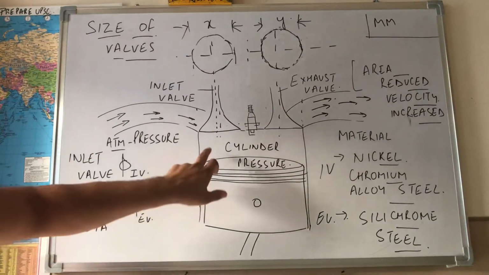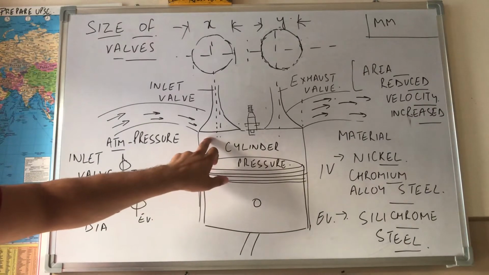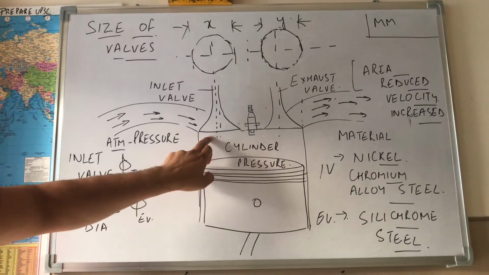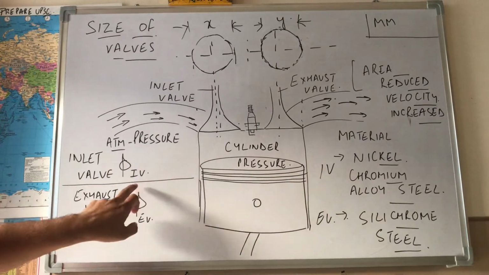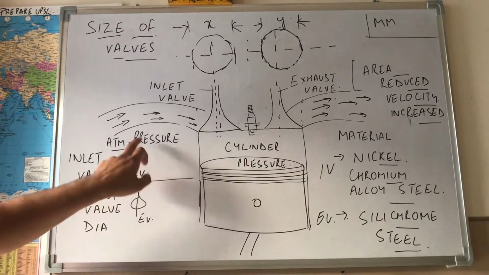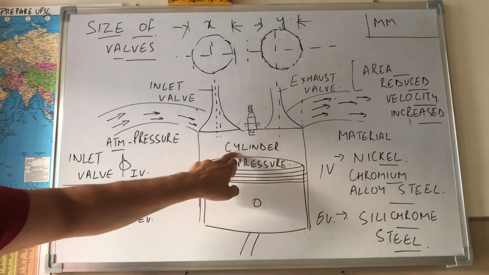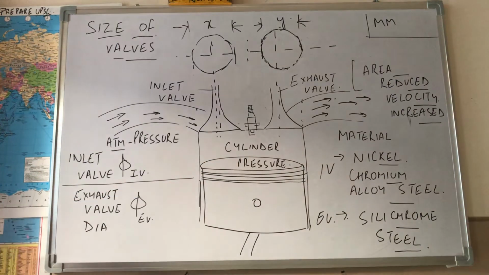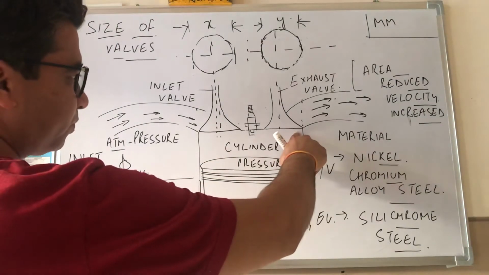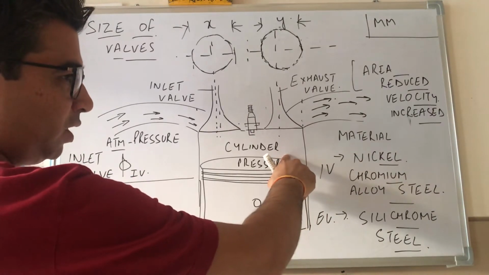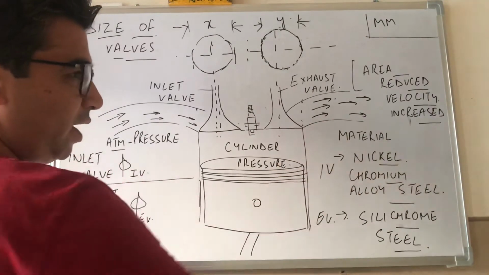So the size plays a very important and significant role in the working of the fluids. Here you can see in the inlet valve we have atmospheric pressure, meaning the air and the fuel that will enter from the atmospheric pressure to the in-cylinder pressure. And in the exhaust valve, the high pressure that is being developed is exhausted to the atmosphere.